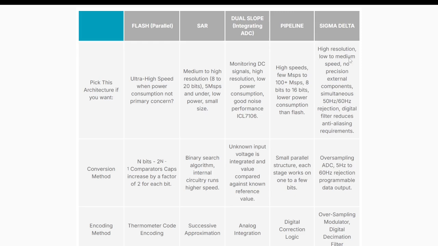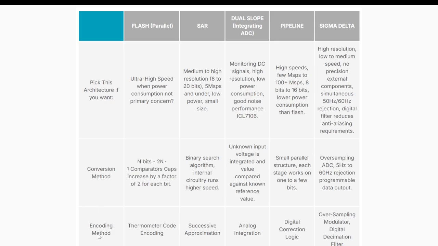High resolution, low to medium speed, no precision external components, simultaneous 50, 60 hertz rejection. Digital filter reduces anti-aliasing requirements. So building digital filters in the IC. We are not going to discuss conversion methods.